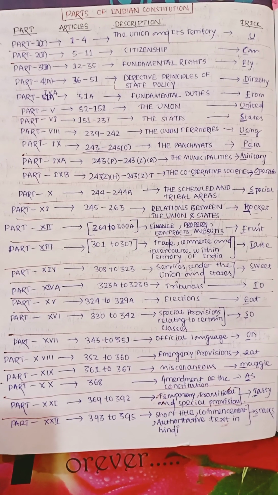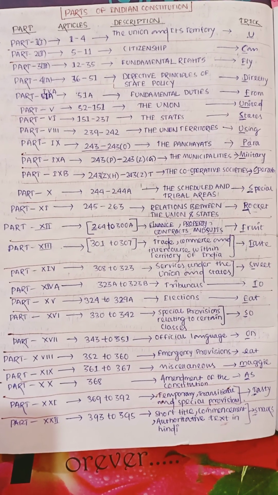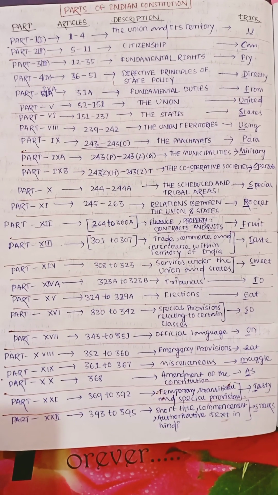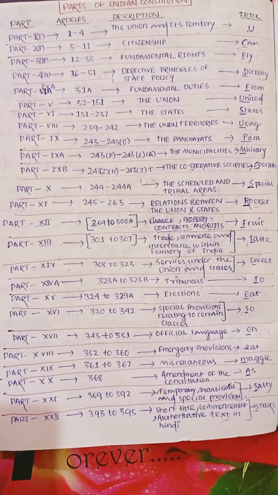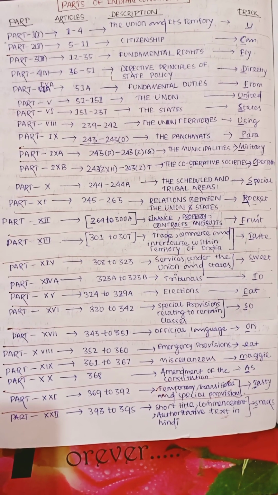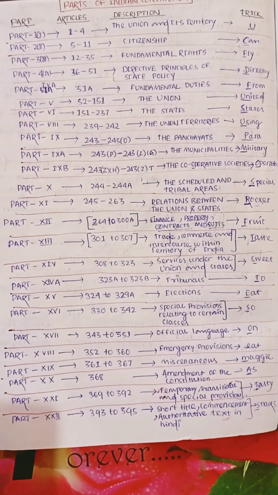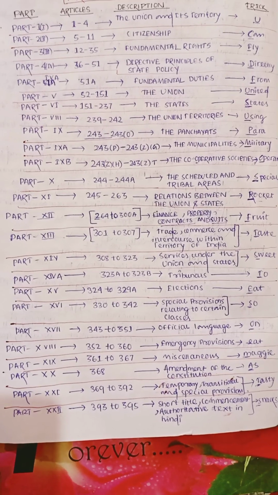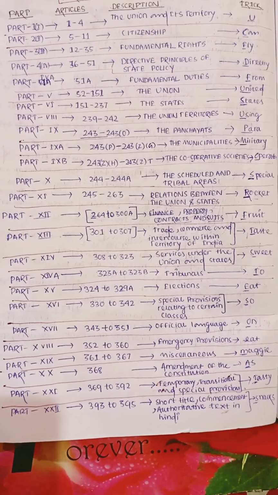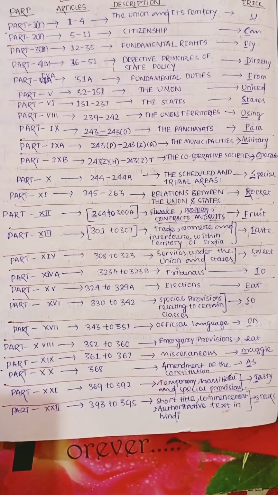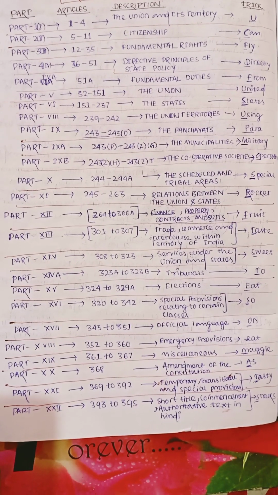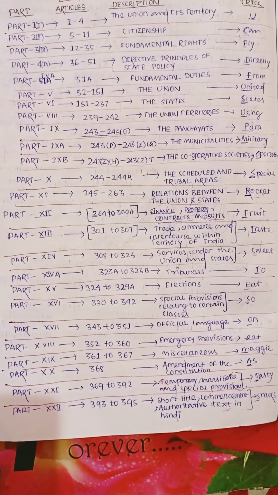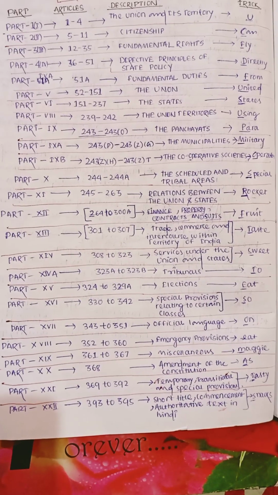In part 2, articles are given from 5 to 11 and it gives citizenship. In part 3, article from 12 to 35, it gives fundamental rights. In part 4, article number 36 to 51, it gave directive principle of state policy. In part IV A, A means amendment. Article number 51A, fundamental duties.